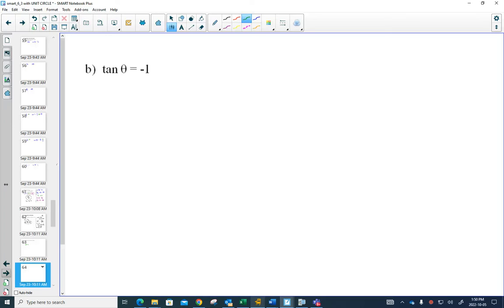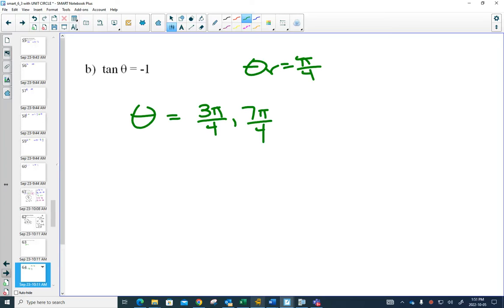Is tan ever 1? What family? Pi over 4. So that's our reference angle. We know it's part of our pi over 4 family. Then, tan is negative. What quadrants is tan negative in? Quadrant 2 and quadrant 4. So there's my quadrant 2, 3 pi over 4. There's my quadrant 4. And those will be our answers for tan.